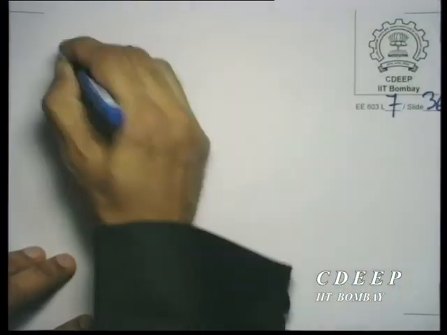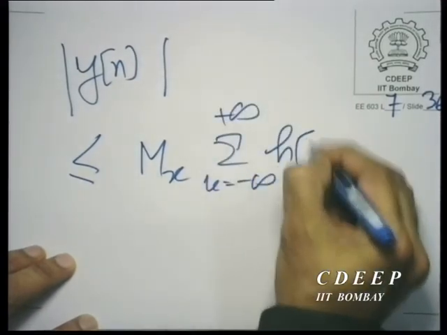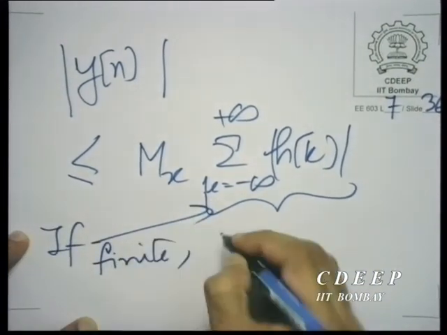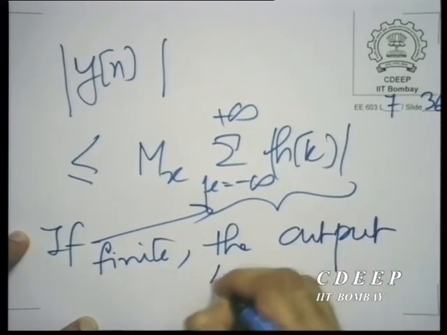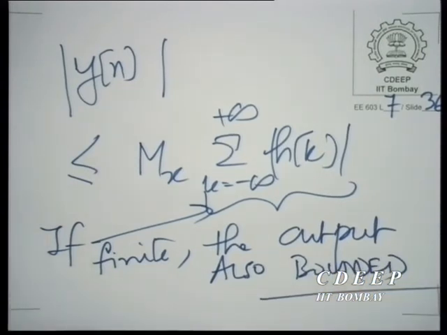Obviously, the output is also bounded now. Mod y[n] is clearly then less than or equal to M_x times the summation over k from minus to plus infinity of mod h[k]. And if this is finite, the output is also bounded. And in fact, here too we have what is called a constructive proof, not just an existential proof. So, what we have shown is that if that condition, absolute summability of the impulse response, is satisfied, then a bounded input results in a bounded output.